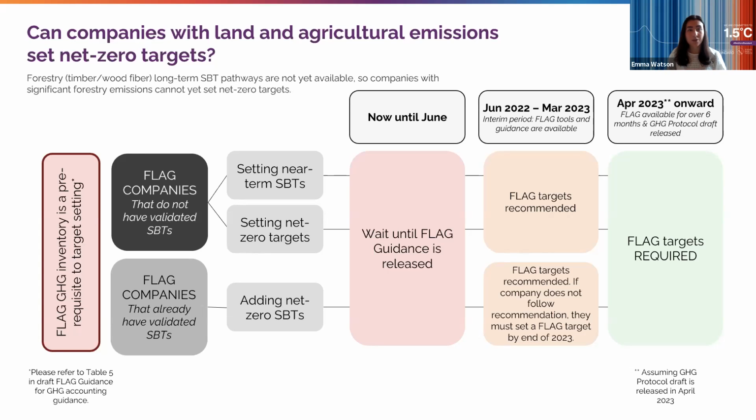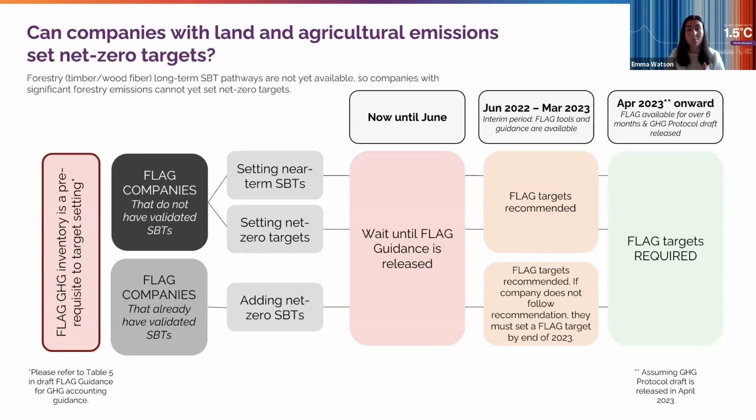There are essentially three pathways that a company could follow, three different situations that they might be in, to understand how they should approach setting FLAG targets. We'll just go through them all. If you're a FLAG company that does not already have validated science-based targets, so they would be either setting near-term science-based targets or setting near-term and net zero targets, then from now until June, we would recommend that you wait until the FLAG guidance is released. After June is the interim period when FLAG tools and guidance are available.